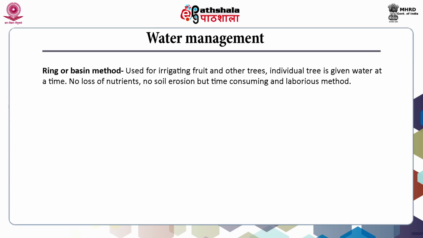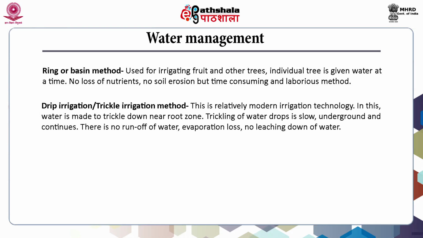No loss of nutrients, no soil erosion, but time consuming and laborious method. Another method is drip irrigation or trickle irrigation method. This is relatively modern irrigation technology. In this, water is made to trickle down near root zone. Trickling of water drops is slow, underground and continuous.